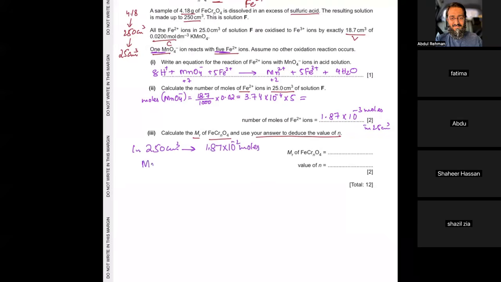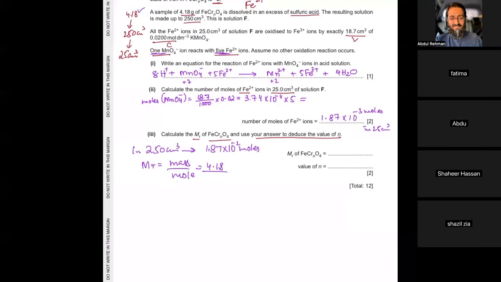And we have a formula for MR, that MR is equal to mass upon moles. Mass is 4.18, which is over here, divided by 1.87 exponent minus 2. Can anyone solve it and tell me the answer, please? Okay, thank you. So it is 223.5. So we got the MR, 223.5.